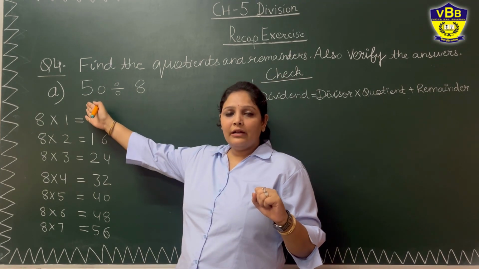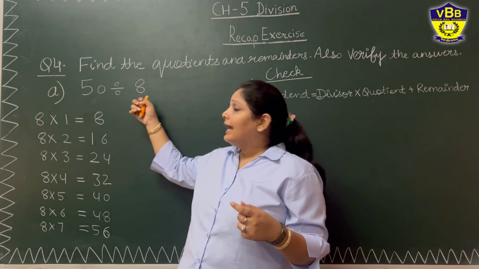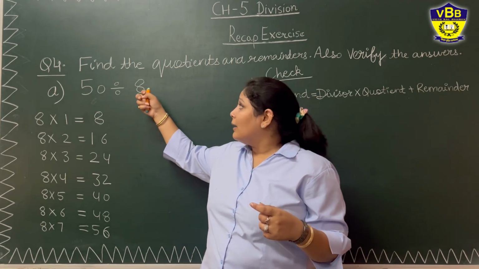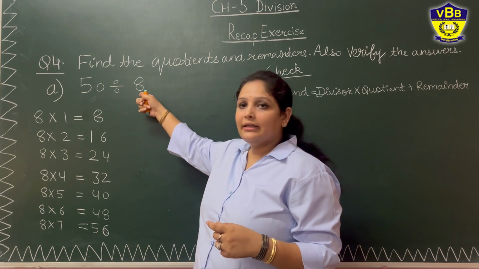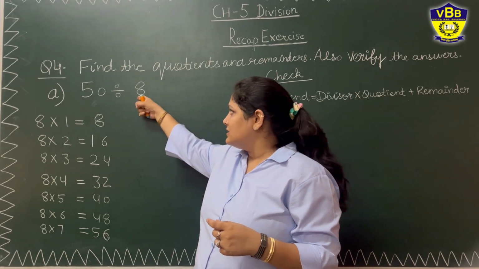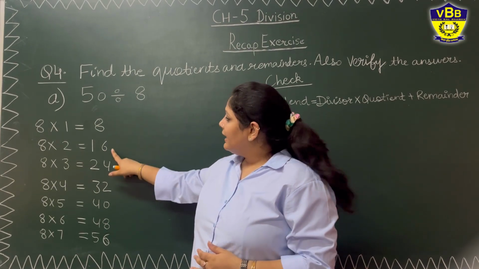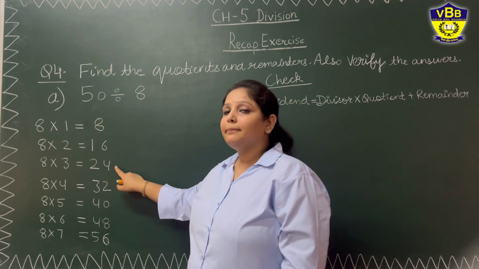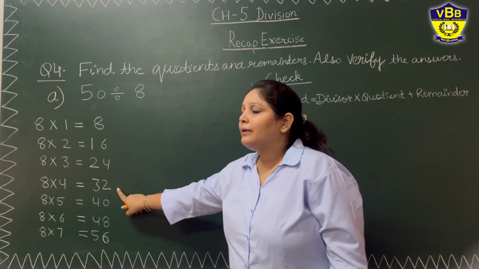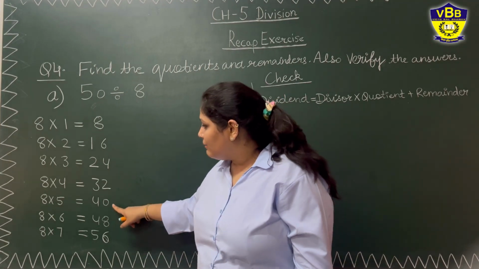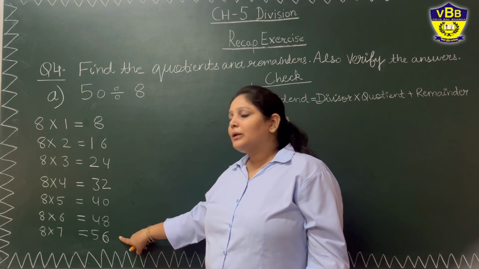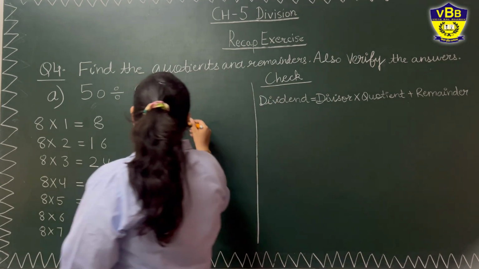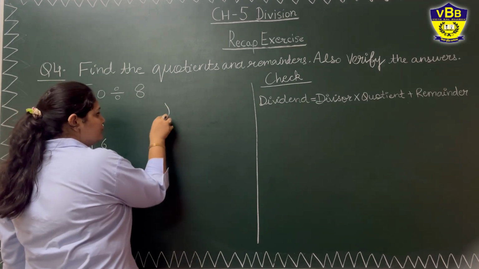50 is the dividend, the number which is to be divided, and 8 is the divisor, the number by which we divide. So you can see I have written the table of the divisor, that is 8. 8 multiplied by 2 is 16, 8 multiplied by 3 is 24, 8 multiplied by 4 is 32, 8 multiplied by 5 is 40, 8 multiplied by 6 is 48, 8 multiplied by 7 is 56. Now let us divide these two.